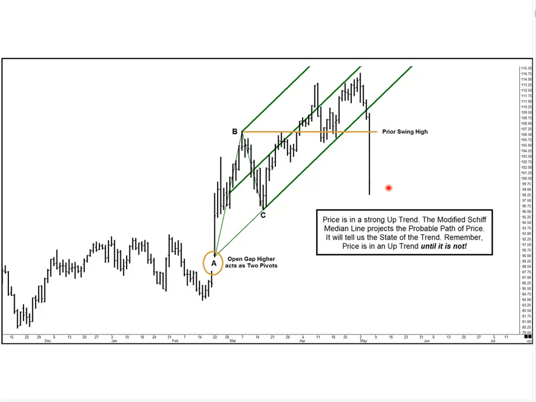Price is in an uptrend until it is not. So the median line gave us a trend detector. We're in a trend. It's a price barrier. You can see it showing you where price will run out of energy. But it also tells you the game is over. When? Here, it's cracking, and it's gone. How do we deal with that?